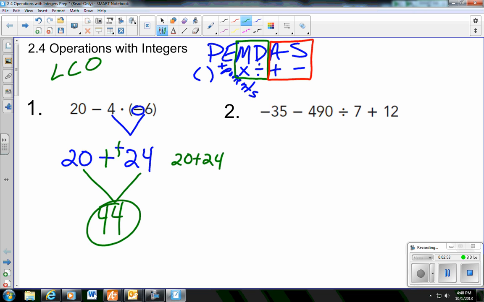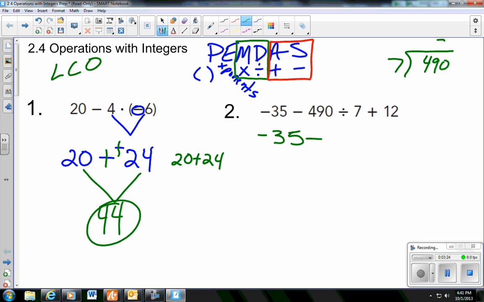Number two, look at all the things that you have there. This is not a subtraction sign. That is a negative sign. That means -35. This is a subtraction sign. This, we have a division and we have addition. So you've got subtracting, dividing, and adding. And again, if we follow PEMDAS, it tells us we have to do the division first. So -35 minus, and then we do 490 divided by 7.